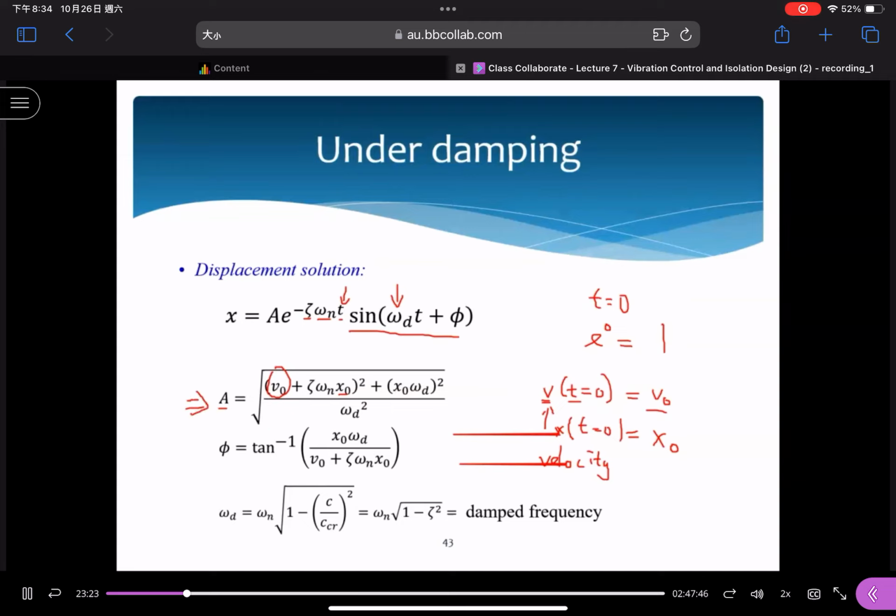Okay, any problem about the first equation? How to find out A? How to find out the values of A? So based on these equations, what can you observe? You can observe that the initial amplitude depends on all these parameters.